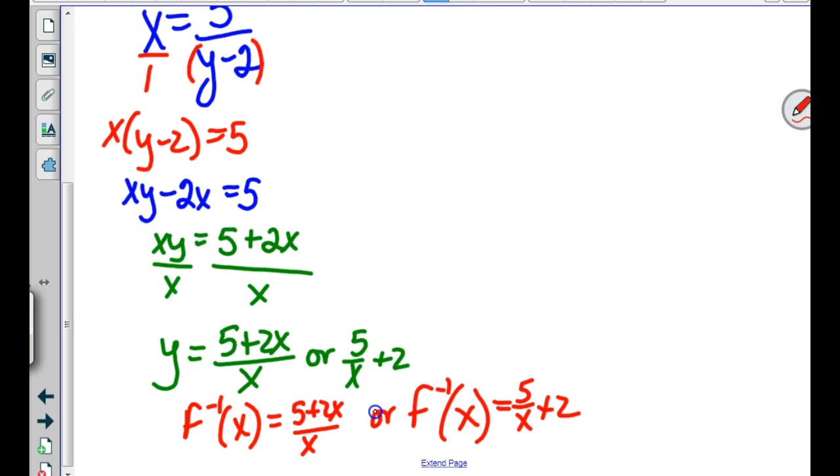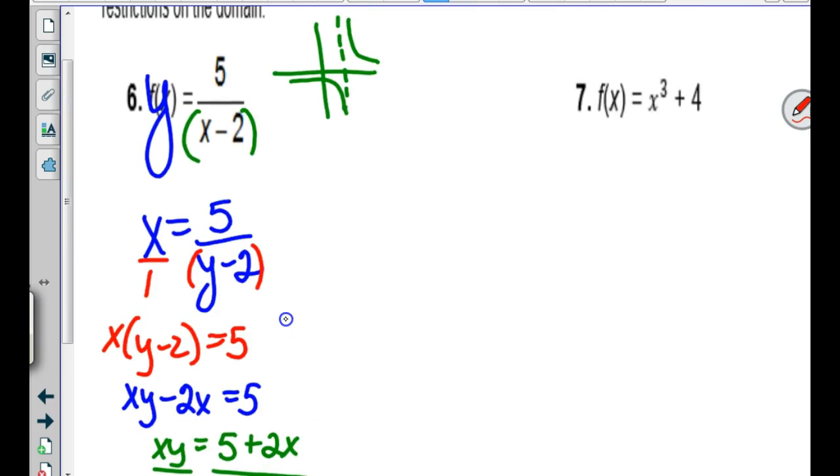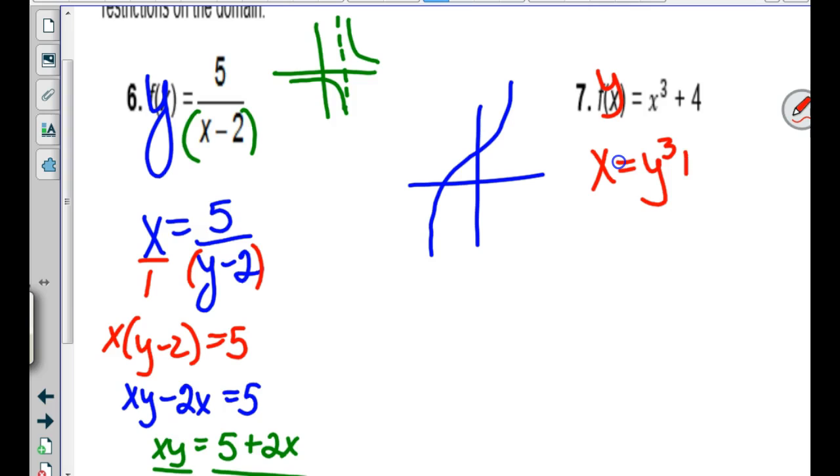All right. There's another question here. Way back up here. Anybody know what this looks like? Squiggly cubic thing up at 4, right? Is that 1-to-1? Does it pass a horizontal line test and a vertical line test? Yes, it does. So right now it says y equals x cubed plus 3. I need to switch. So I have x equals y cubed plus 4. I think I just said plus 3, sorry.